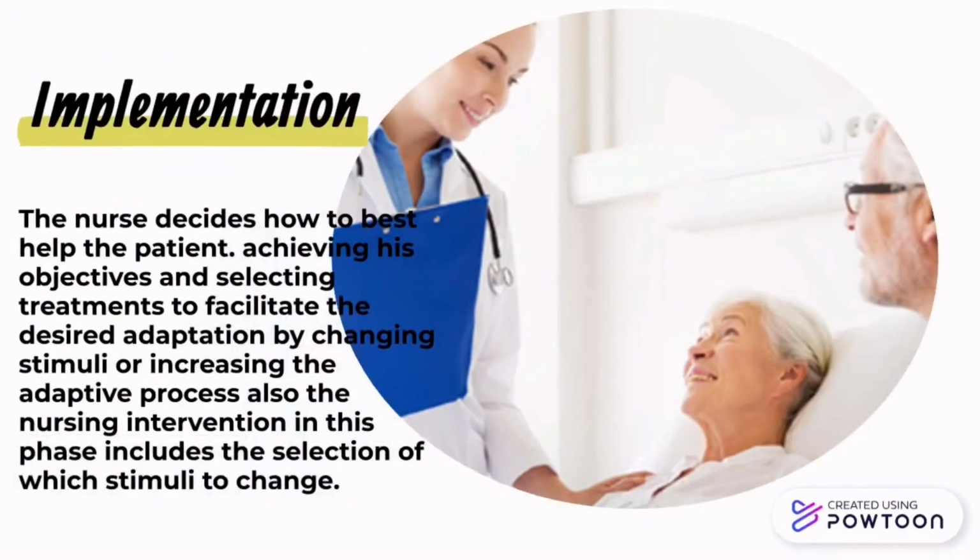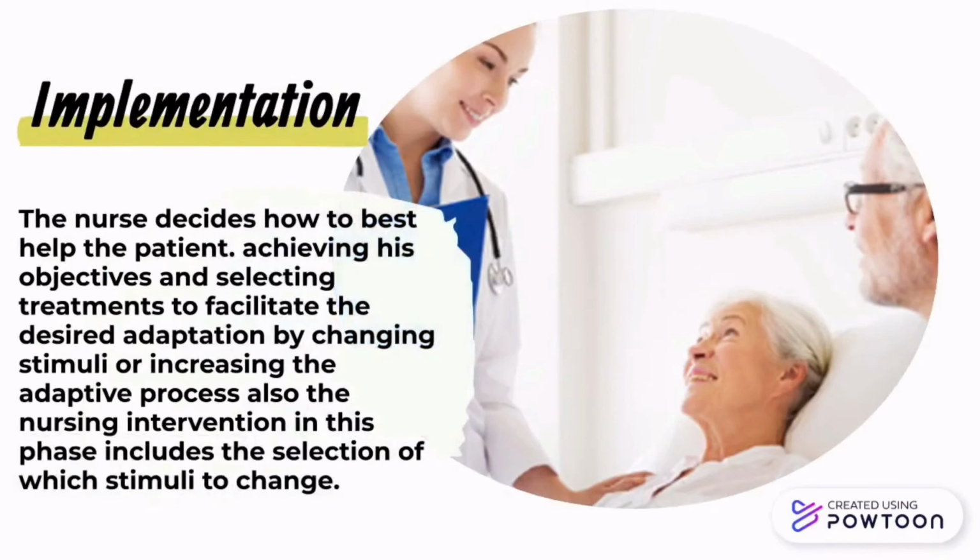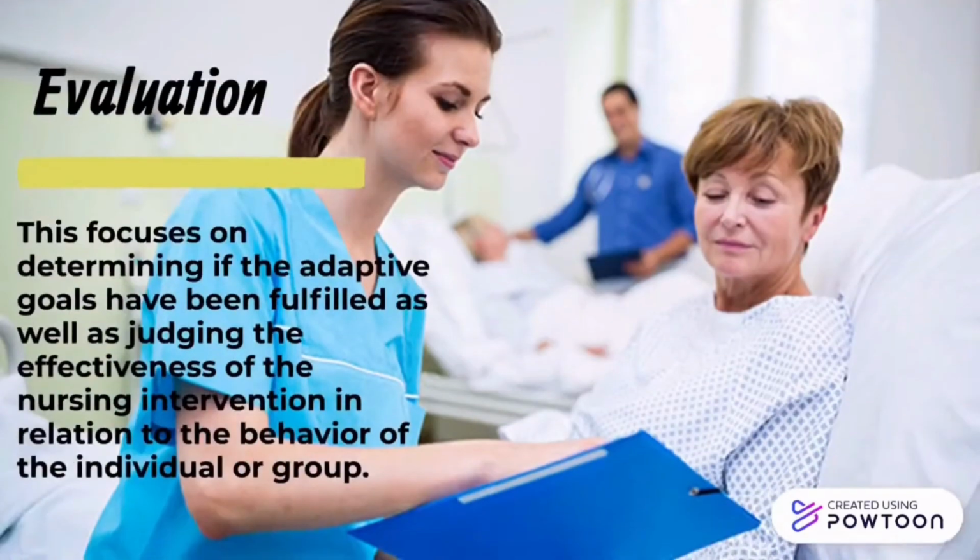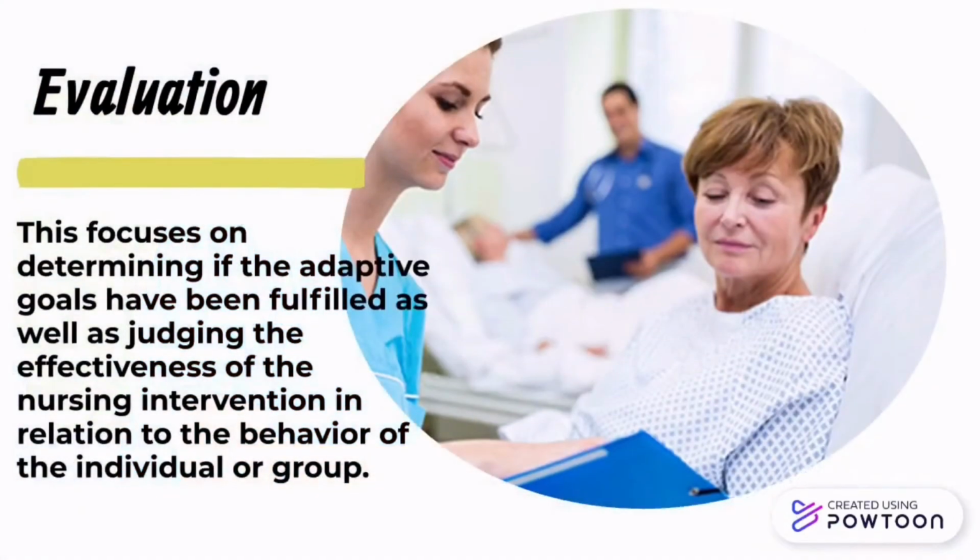Implementation. The nurse decides how to best help the patient achieve his objectives and selects treatments to facilitate the desired adaptation by changing stimuli or increasing the adaptive process. Also, the nursing intervention in this phase includes the selection of which stimuli to change. Evaluation. This focuses on determining if the adaptive goals have been fulfilled, as well as judging the effectiveness of the nursing intervention in relation to the behavior of the individual or group.